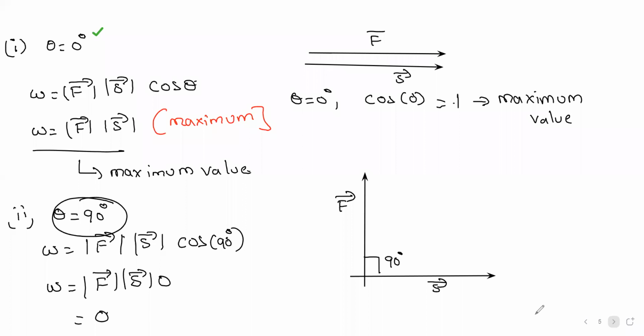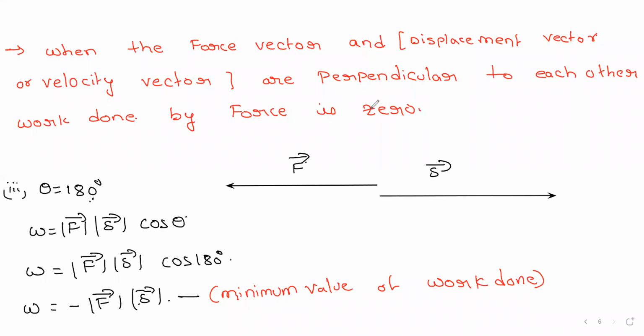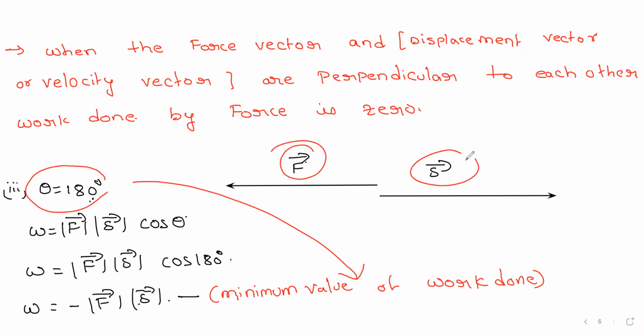When the angle between force vector and displacement vector is 90 degrees, that is, they are perpendicular, work done by the force is 0. When theta is 180 degrees, the work done is minimum, because the force and displacement vectors are opposite to each other.